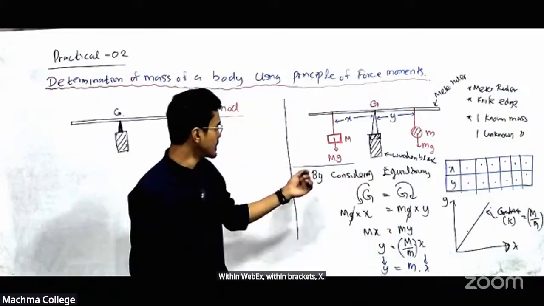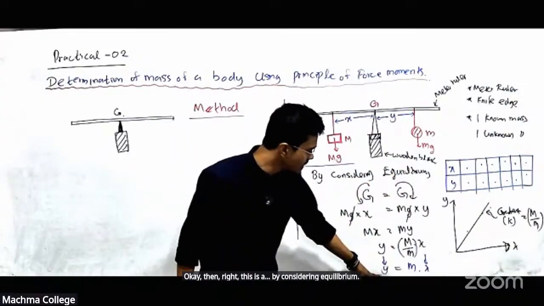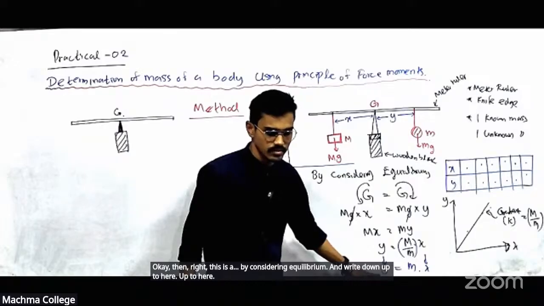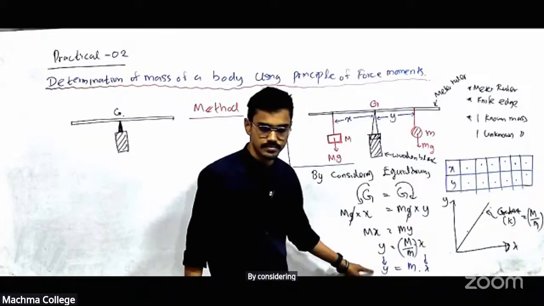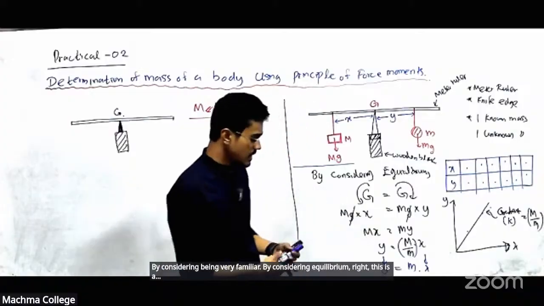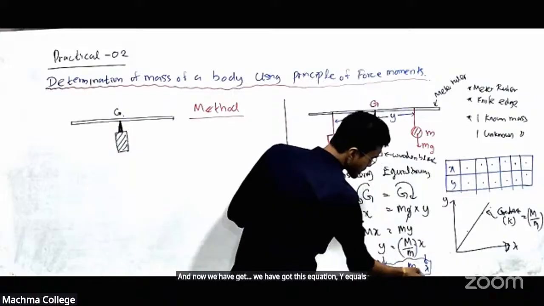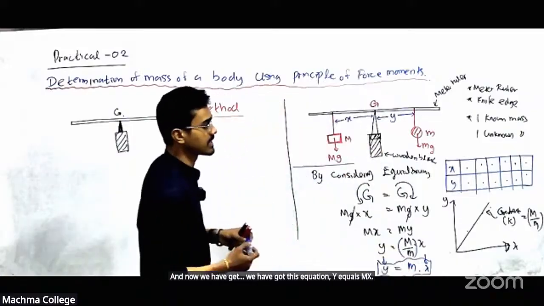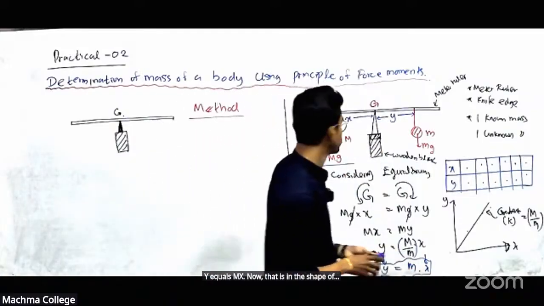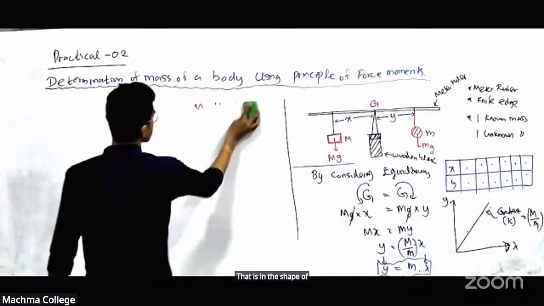Okay, then write this down. By considering equilibrium, and write down up to here. And now we have got this equation y equals mx. Now that is in the shape of y equals mx.